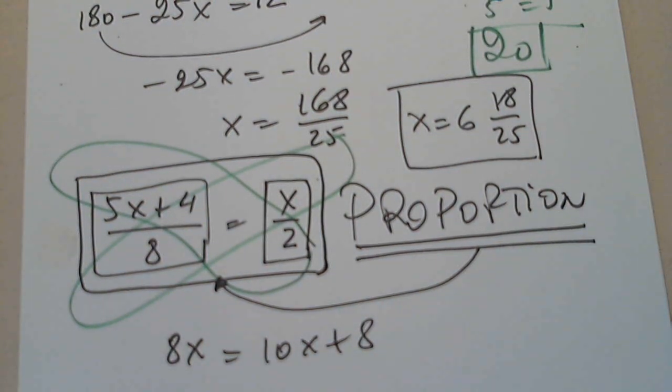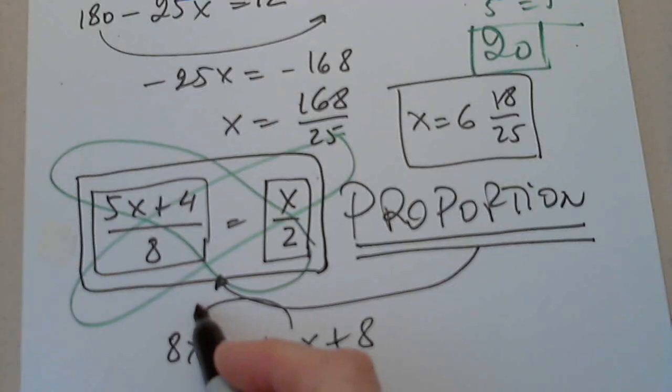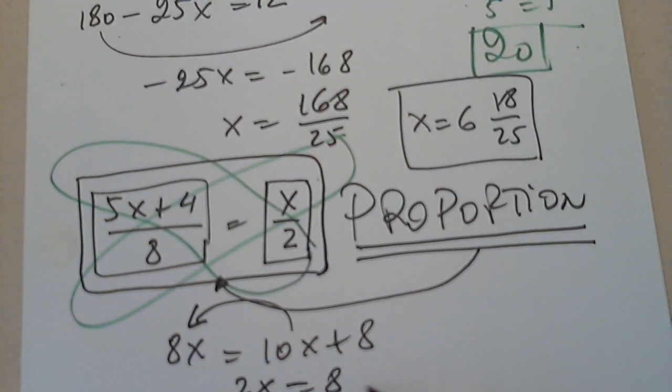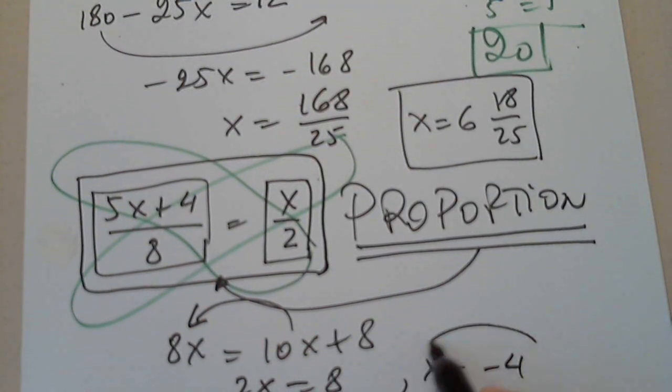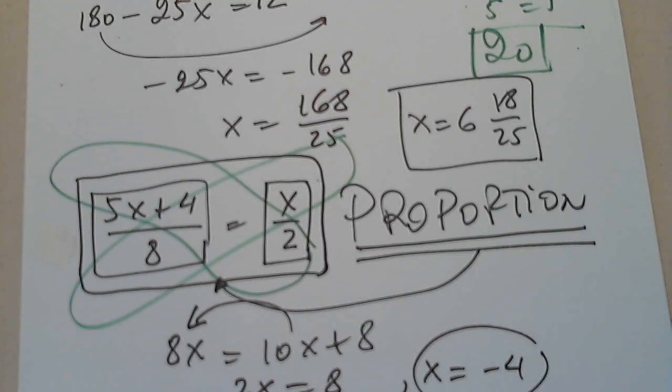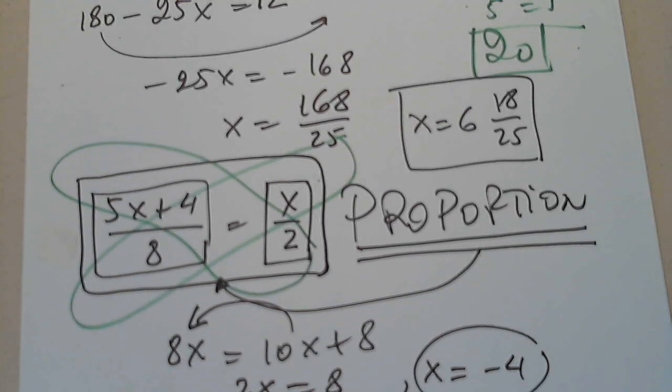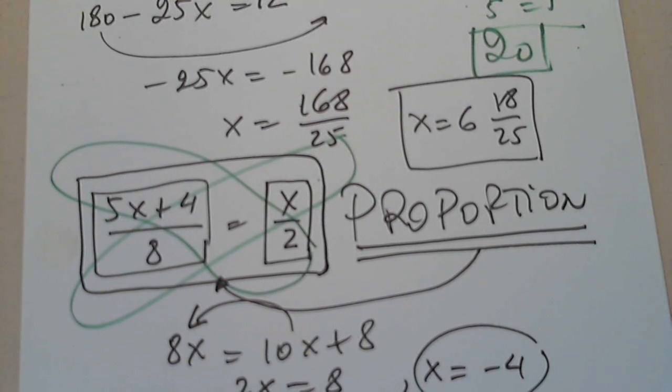Now we are back to a simple situation. We will move 10 to the other side. We get negative 2x equals 8. Finally, x equals negative 4. Yes, I highly recommend it. Always go back and check. Always.